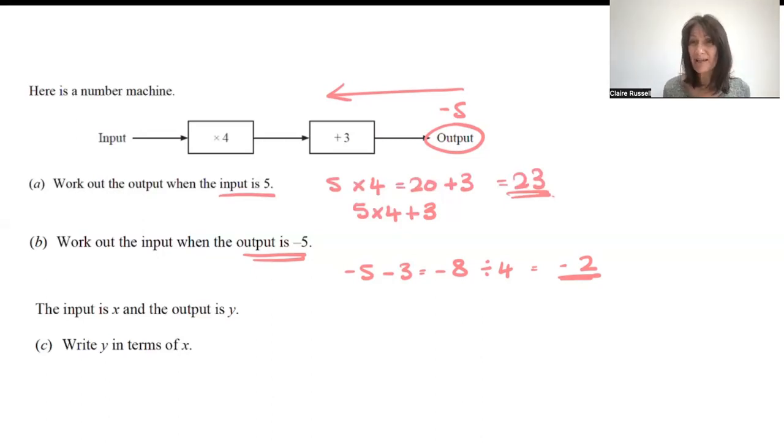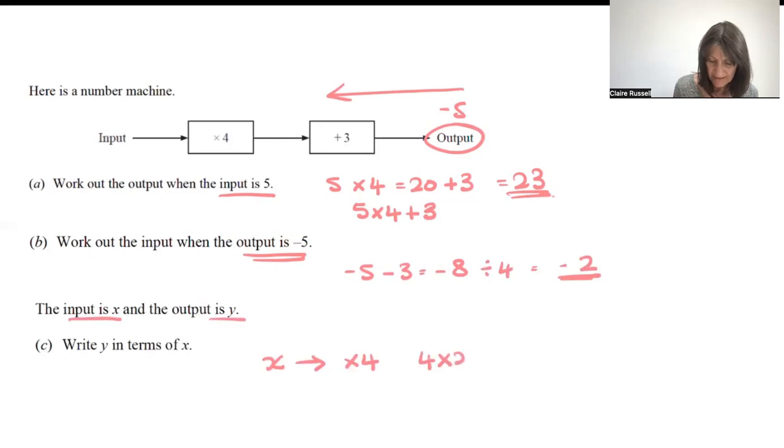And just do it with the letters. So this time we're being told the input is X and you've got an output of Y. Now, writing Y in terms of X sounds complicated, but let's just go with what we know. If the input is X, X is going to go in and it's going to be multiplied by 4. That's going to give me 4 times X, which tidies up to 4X.